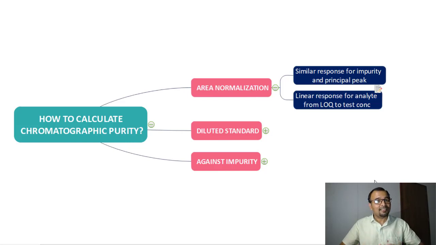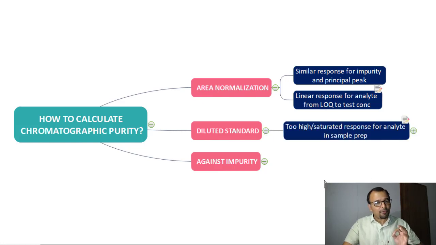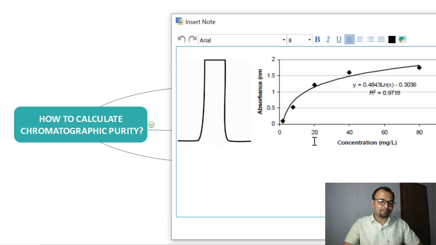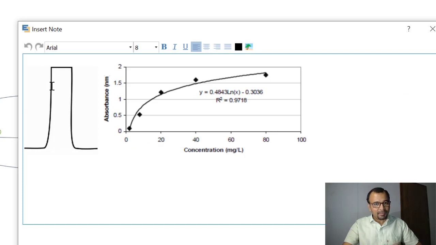Now let us understand the second technique that you can use for the chromatographic purity evaluation, and that is diluted standard. In case you find too high a response, or because of that the peak gets saturated at the apex, then probably you will not be able to use the area normalization technique. Let us understand what is meant by peak saturation with the help of a simple diagram. So look at this peak now. This peak has got saturated at the apex, at the tip.